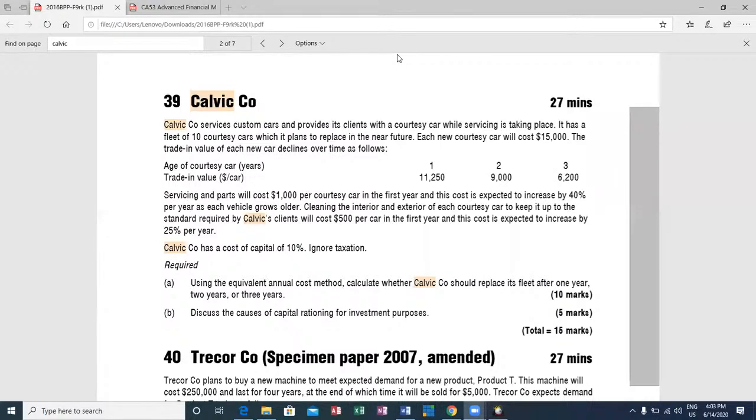So in year one, we have servicing. Servicing will be 1,000, so negative. And then we have another cost of cleaning of 500. Both of them are cash outflows at the end of year one. So ladies and gentlemen, this gives me minus 1,500.